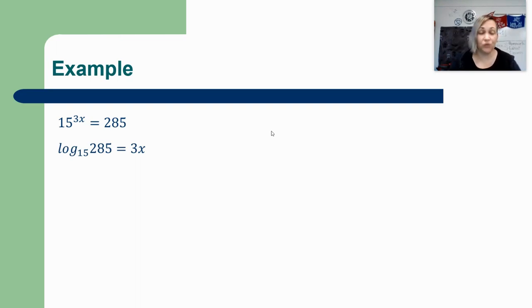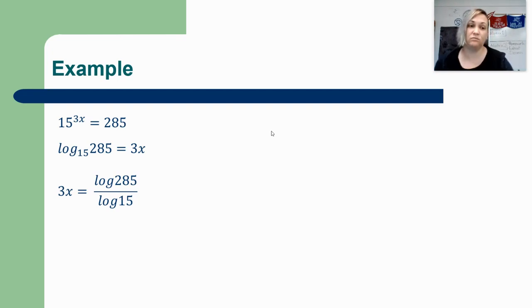And then once you get it in this format, you want to use your change of base formula so that you can have it written as calculator ready form. So it's log of 285 divided by the log of 15. Now this is not calculator ready form yet. And the reason why it's not calculator ready form is that I haven't actually solved for x yet. The x is not by itself. To solve for x, I need to get rid of that 3 that's right next to it. Now, a number right next to a variable is being multiplied. And so to do the opposite of multiplying, I'm going to divide.